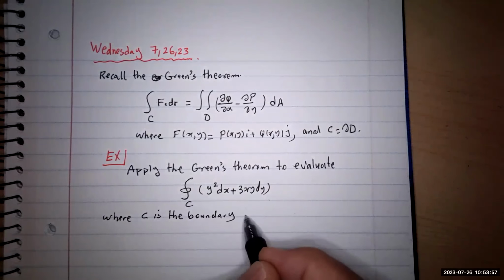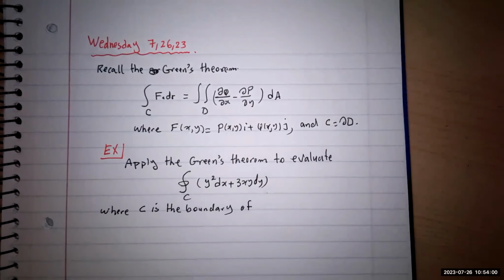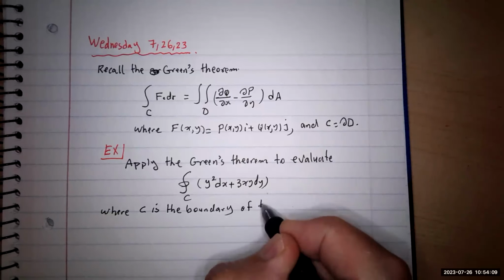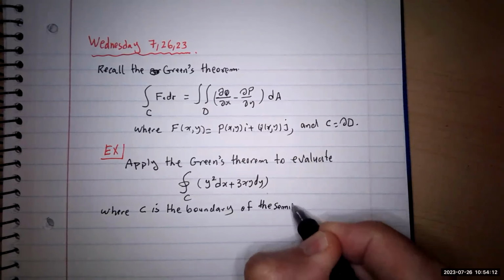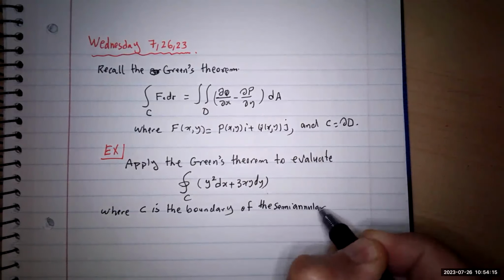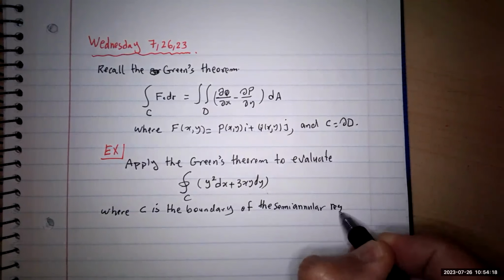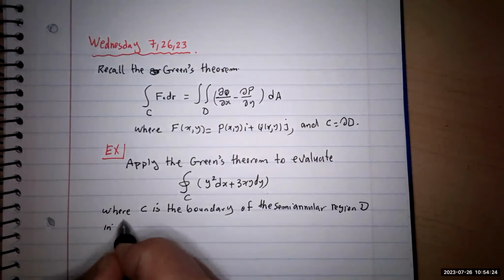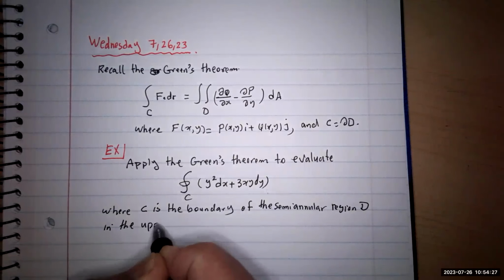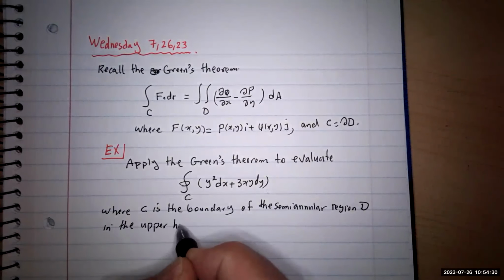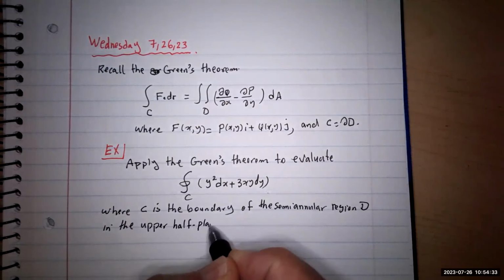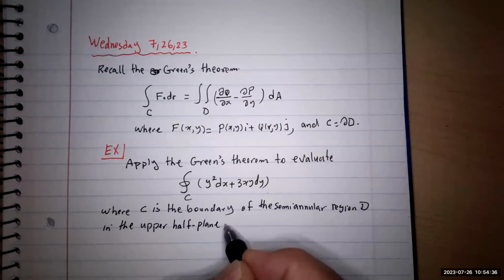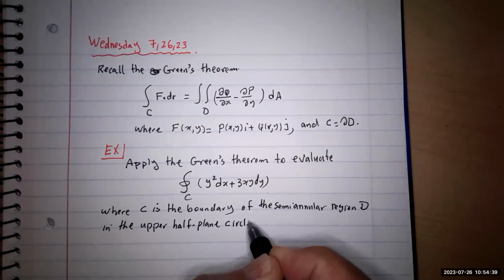C is the boundary of the domain we talked about before. It's a region between two circles, in this case semicircles, which we call semi-annular. It's the semi-annular region D in the upper half plane, bounded by two circles.